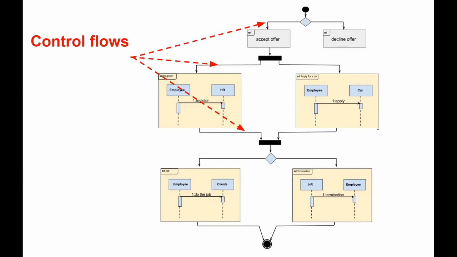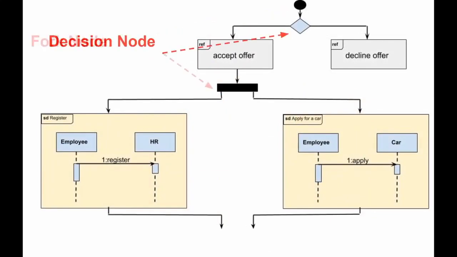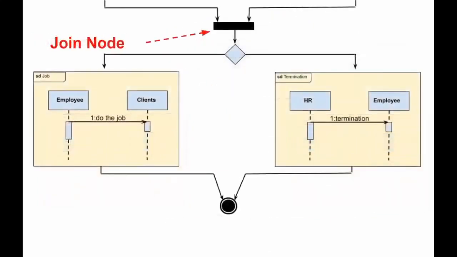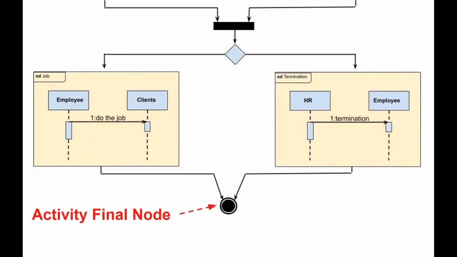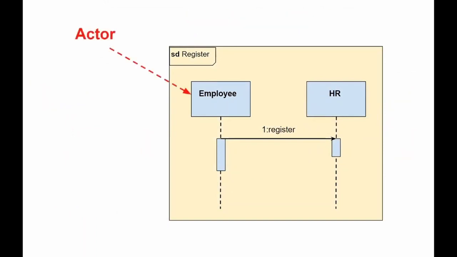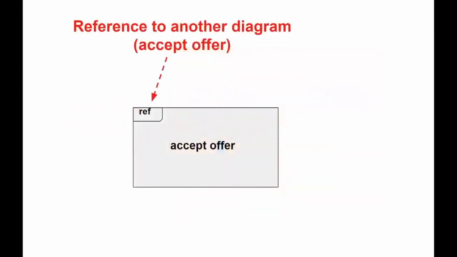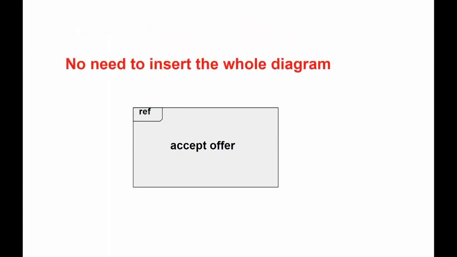Here are the main nodes used in the diagram: initial node, decision node, fork node, join node, and activity final node. There are several node types, such as interaction diagram, marked as SD, sequence diagram of any kind. It may appear inline as an activity invocation. Reference to the interaction, marked as ref, also called interaction use. With its help, large and complex sequence diagrams can be greatly simplified. It is also common to reuse some interaction between several other interactions.